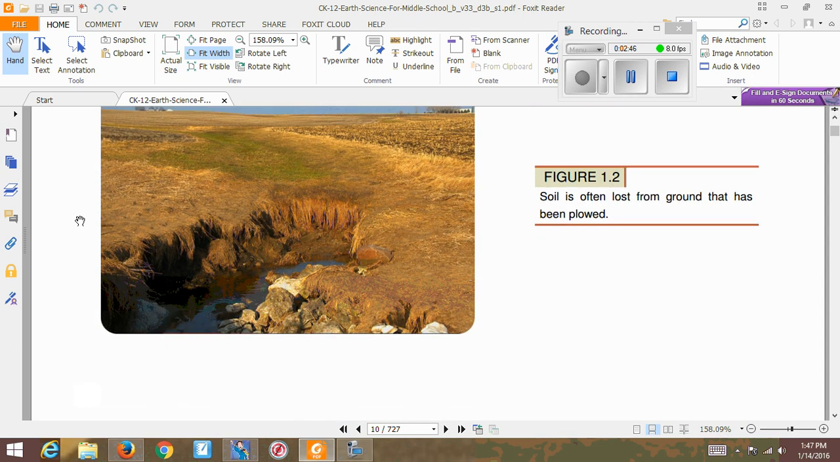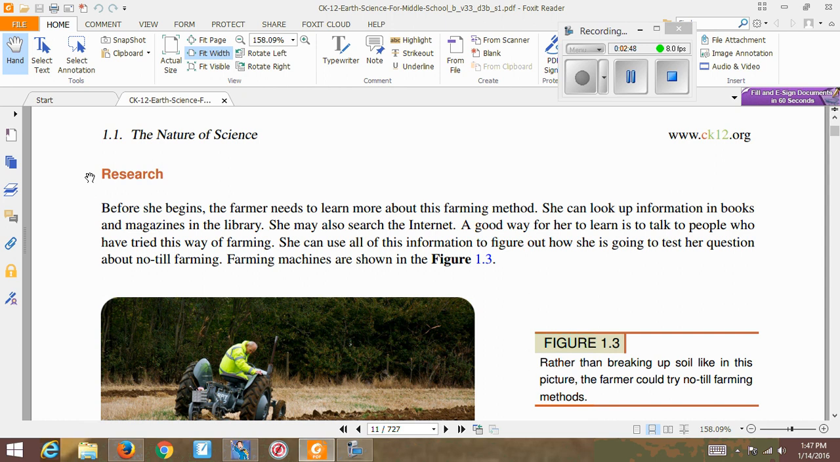Research. Before she begins, the farmer needs to learn more about this farming method. She can look up information in books and magazines in the library. She may also search the internet. A good way for her to learn is to talk to people who have tried this way of farming. She can use all of this information to figure out how she is going to test her question about no-till farming. Farming machines are shown in Figure 1.3.